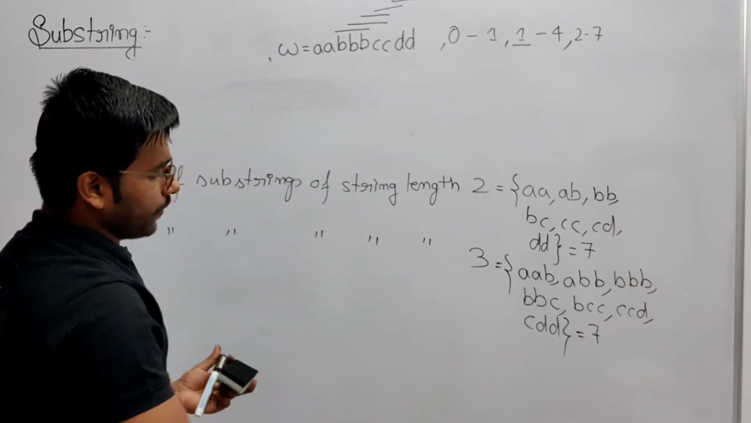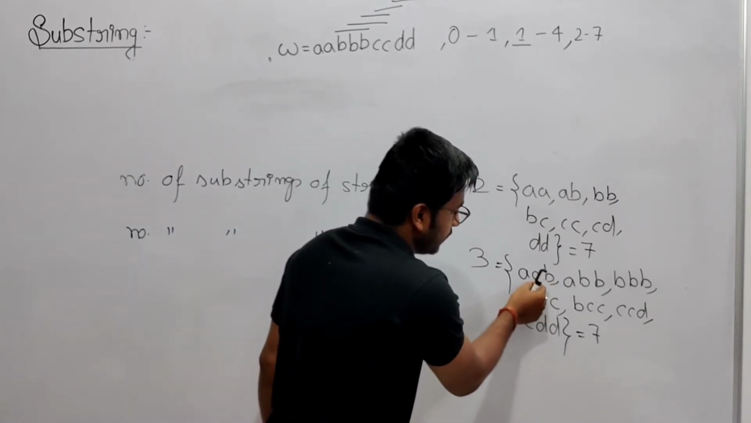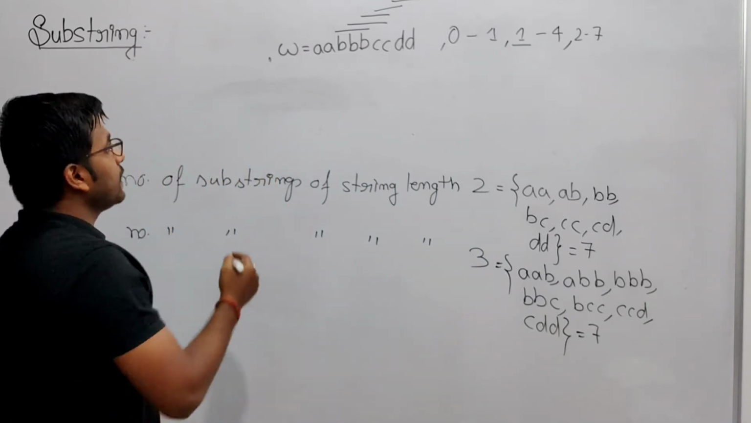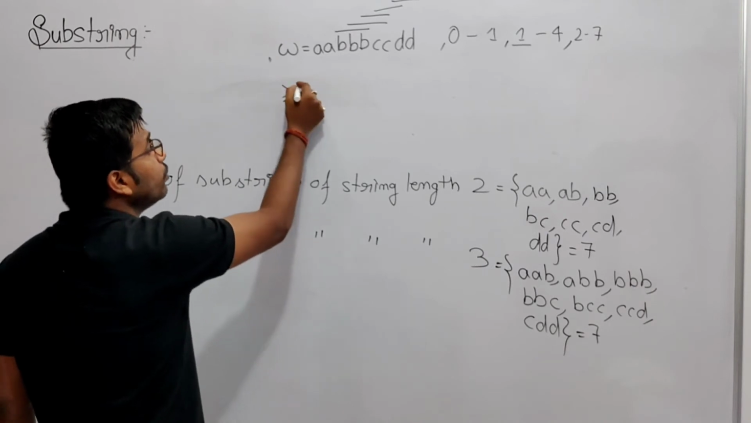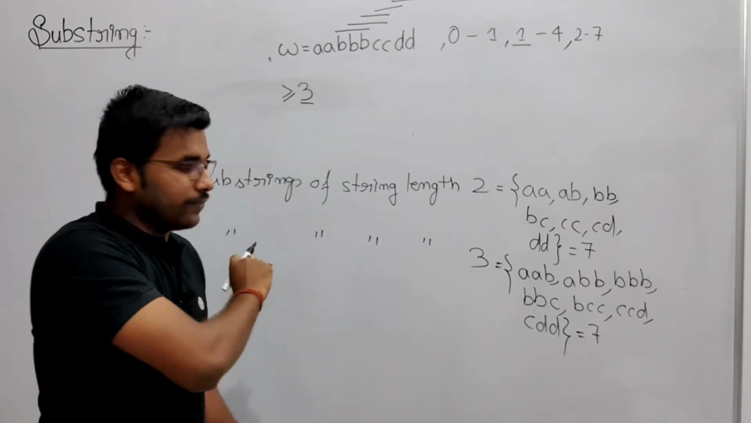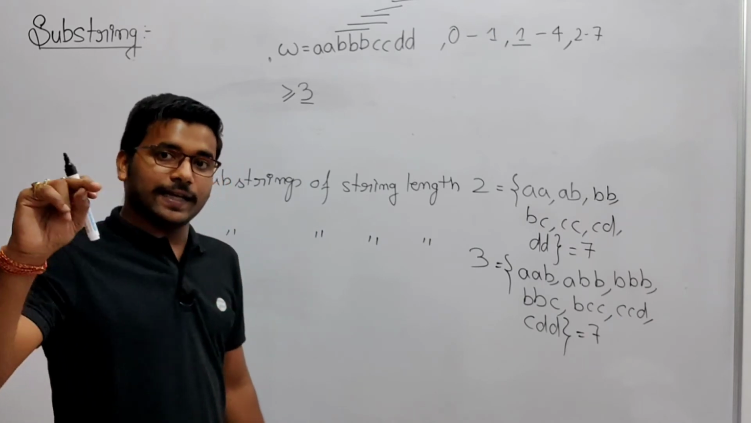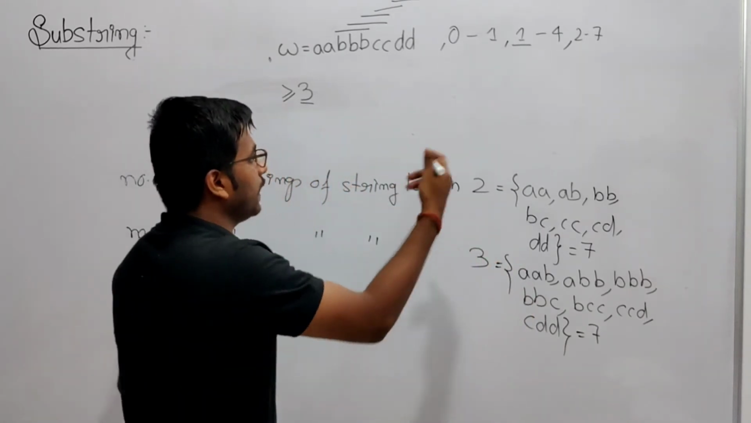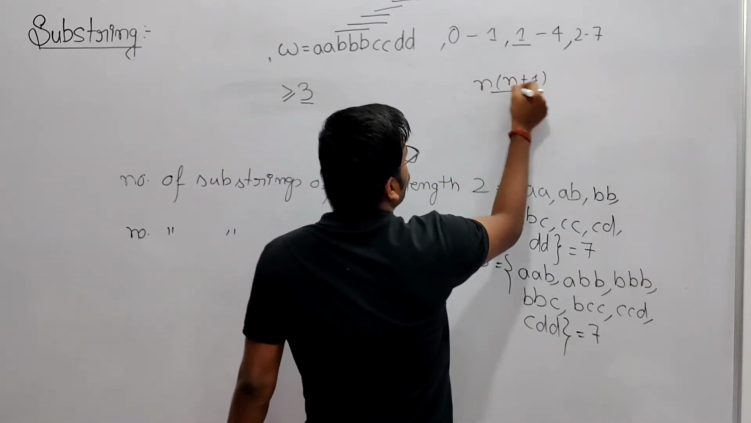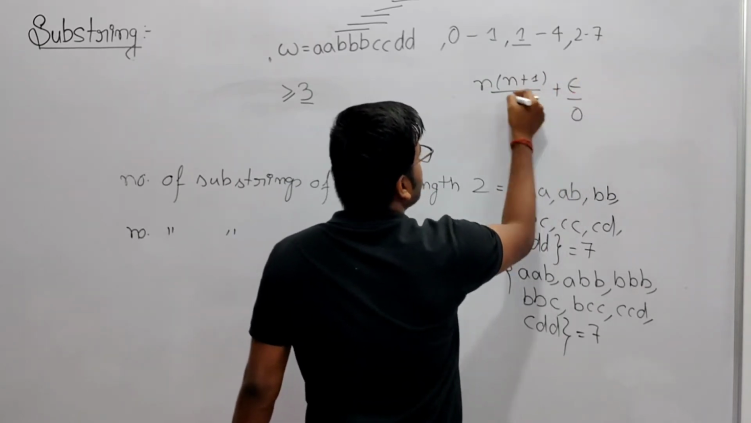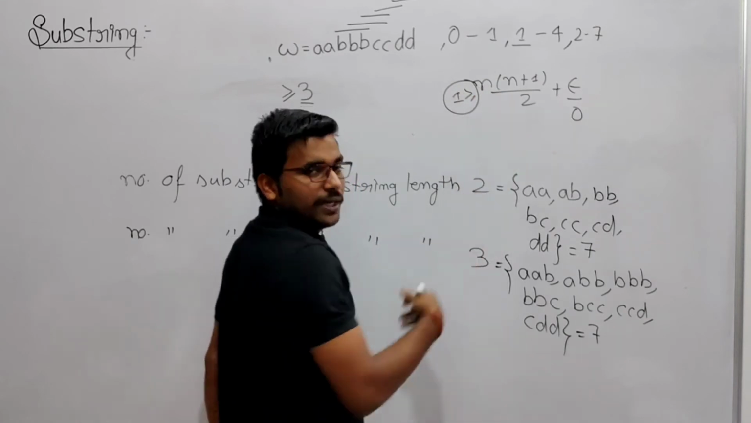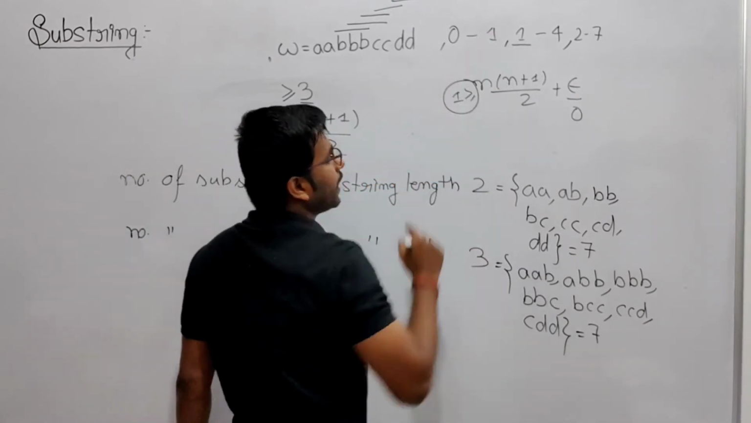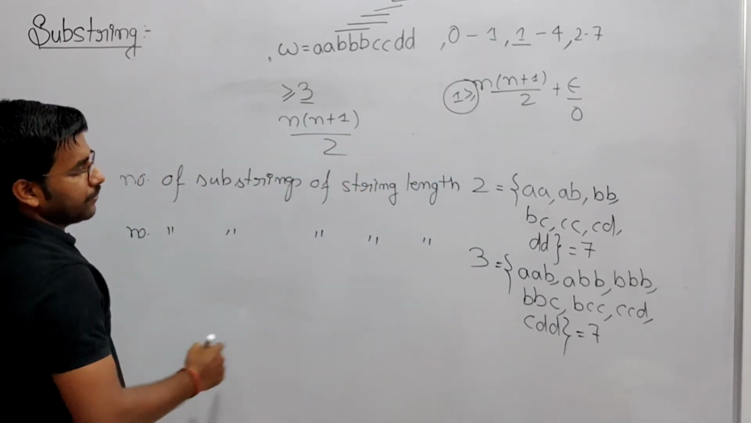If I assume this substring of length 3 as 1 symbol, then by using that formula I am going to get substrings of length greater than equal to 3. Because n into n plus 1 by 2 plus epsilon, this for 0 and this for greater than equal to 1, I was getting the total number of substrings. So I will not write the plus 1, because plus 1 I am already having.